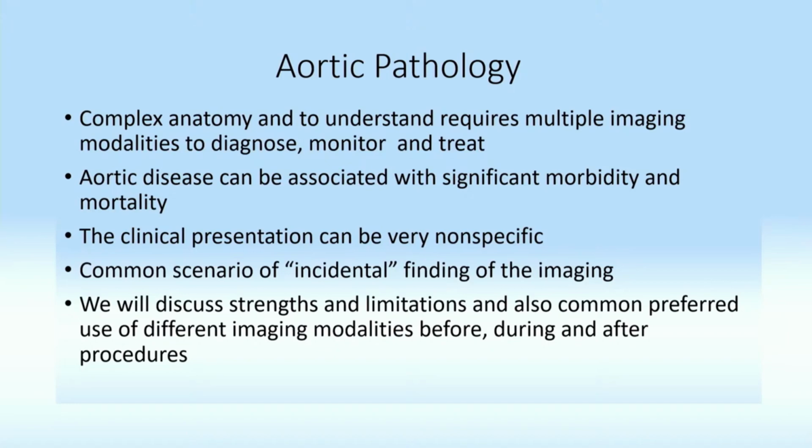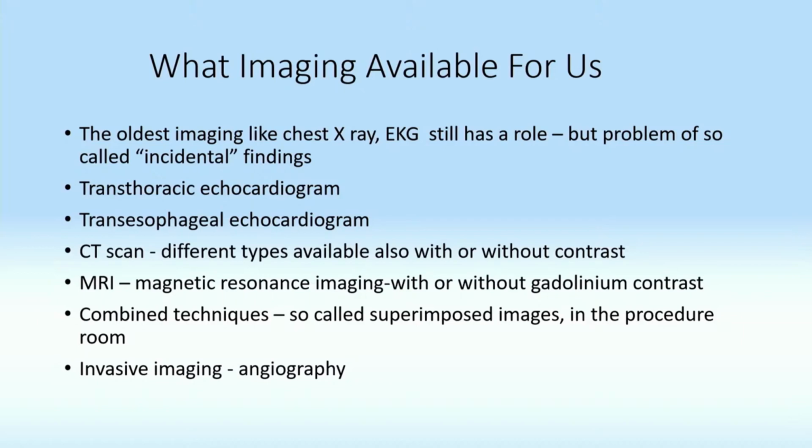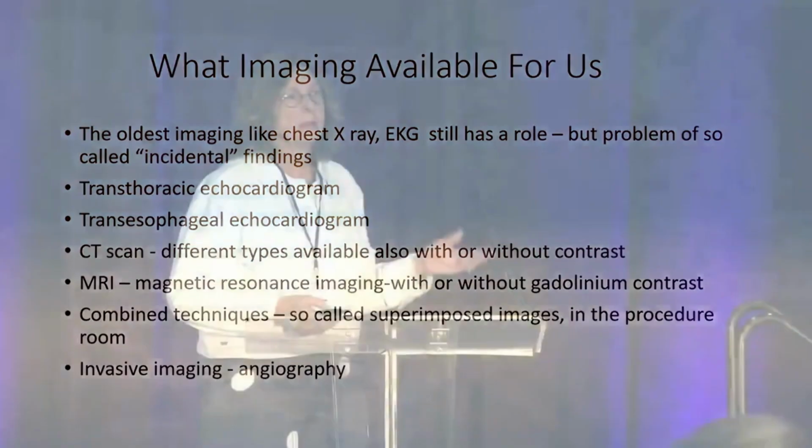We'll discuss here the strengths and limitations, as well as the common preferred use of the different imaging. And by the end of this, we'll all be experts on these. So what imaging is available to us? The oldest imaging is the chest X-ray. Most people have already had a chest X-ray in their life. And some people will also have an EKG.